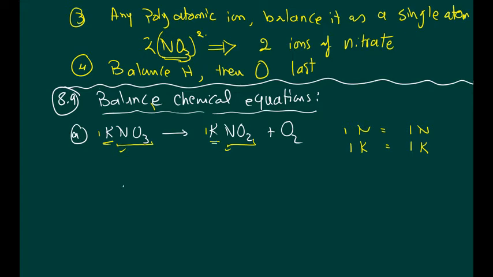Oxygen, I have 3 oxygen on the left side, and 2 plus 2, we have 4 oxygen on the right hand side. So oxygen needs to be balanced. The only thing that you can do is to change it into 6. So if I put here 2 and here 2, you should rebalance again everything in the equation.